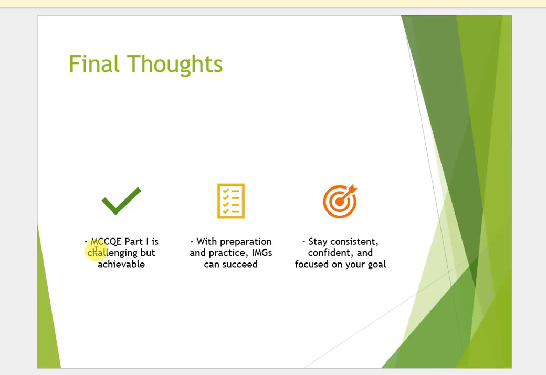So MCCQE1 is a difficult, challenging exam, but through practice you can go through this exam and overcome it. I would be carrying out a series on the preparation of this exam. There would be various guidelines and various subject details that would be provided.